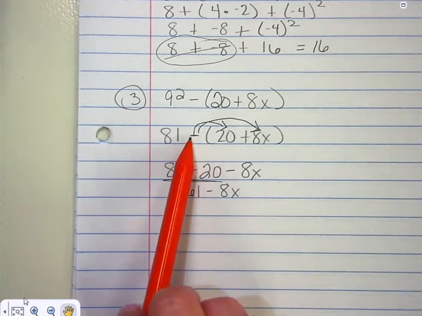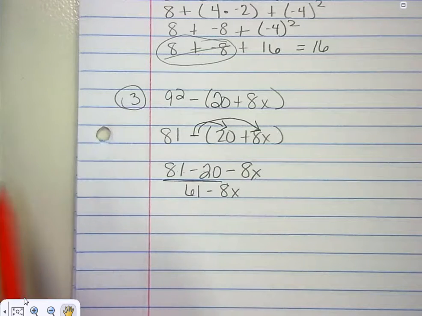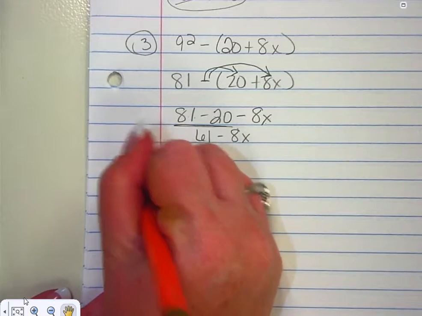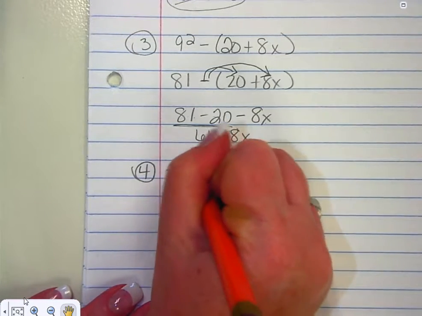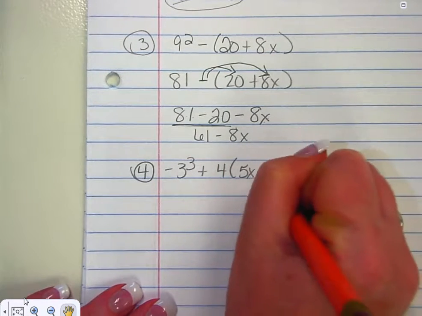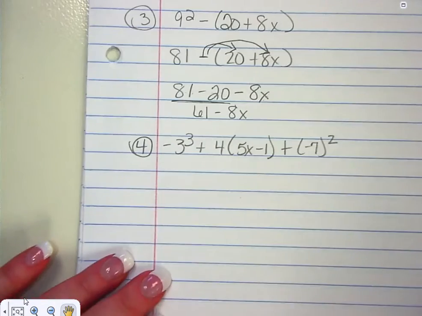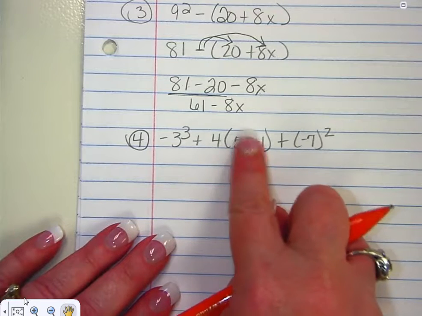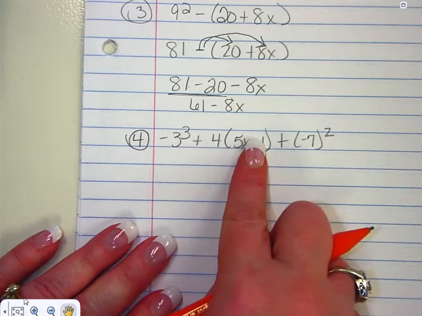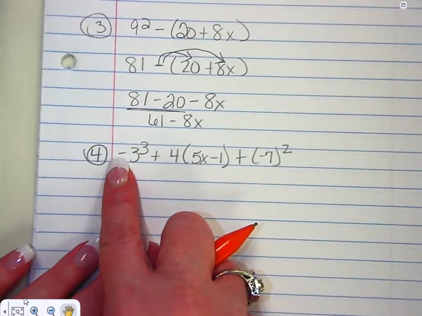Any questions about why these both became negatives or subtracting? No? All right, 4. Negative 3 cubed plus 4 times 5x minus 1 plus negative 7 squared. All right, is there anything I can do inside this parentheses to simplify? No, so now I'm going to go to exponents. Negative 3 cubed. What is negative 3 cubed?